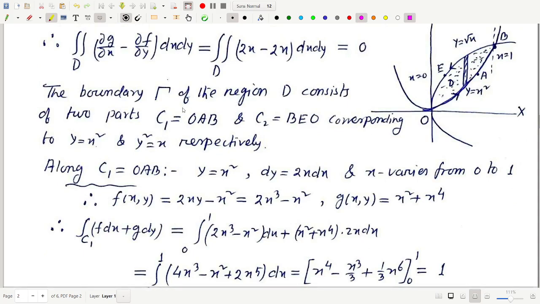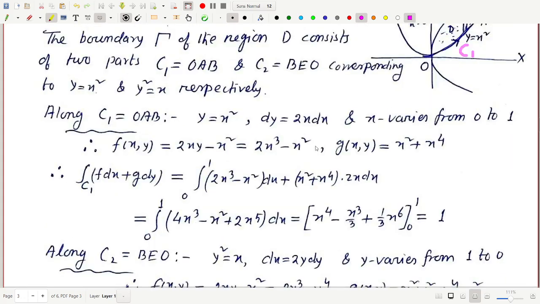We have to verify. So the boundary curve gamma of the region D consists of two curves C1 and C2. C1, let us name this part OAB. This is OAB, the arc of one parabola, which is the x square equal to y parabola, or y equal to x square. And then another part C2, BEO. This part we are marking C1 and this part is C2, BEO, corresponding to y equal to x square and y square equal to x respectively.